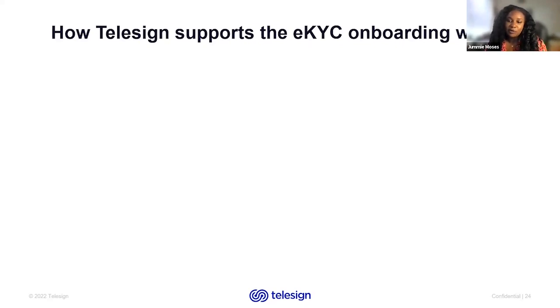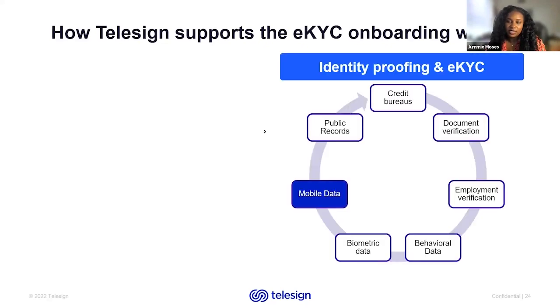eKYC and the identity proofing process takes many shapes. They generally involve public records, credit bureau data, document verification, employment verification, behavior and biometric data, and sometimes mobile data. We have customers who use an array of our phone ID attributes to augment their eKYC process. But as we've talked about, eKYC is expensive and time-consuming. A single check can cost well over $100 and burn hours of resources.